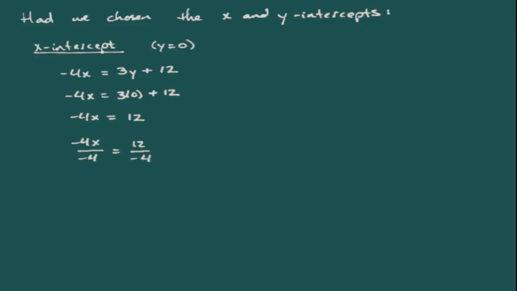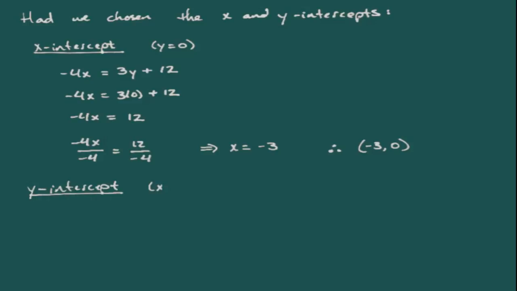Now, we divide both sides by negative 4, to give us a value of x is equal to negative 3. And so our ordered pair becomes negative 3, 0.